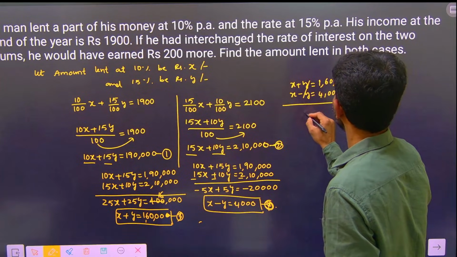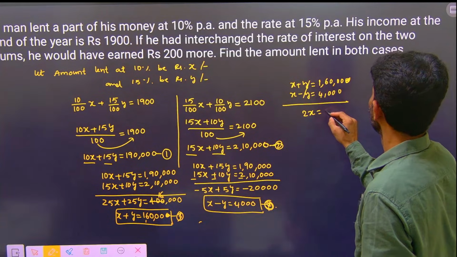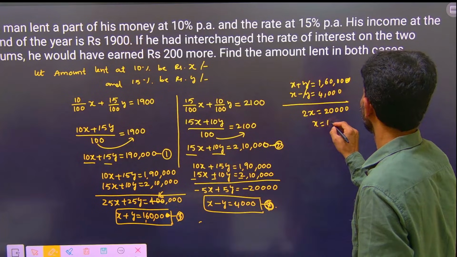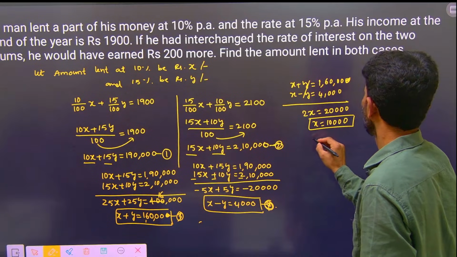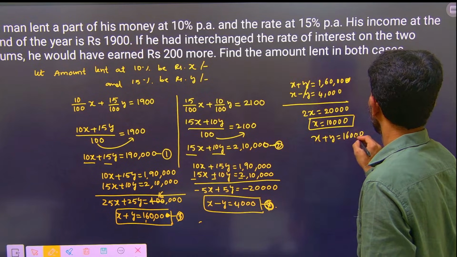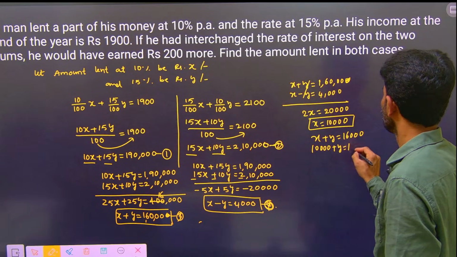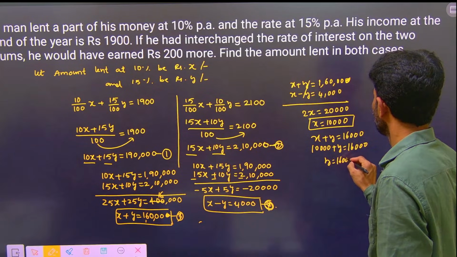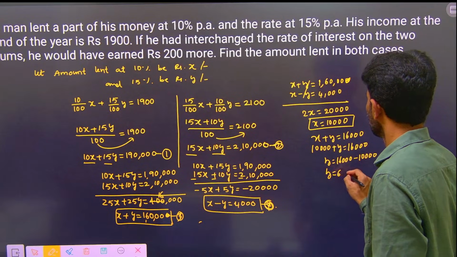So these two will be cancelled. 2x is equal to, when you add both, we get 20,000. So x is equal to 10,000 after cancellation. Now we know x + y = 16,000. So 10,000 + y = 16,000. So y is equal to 16,000 minus 10,000. y is equal to just 6,000.